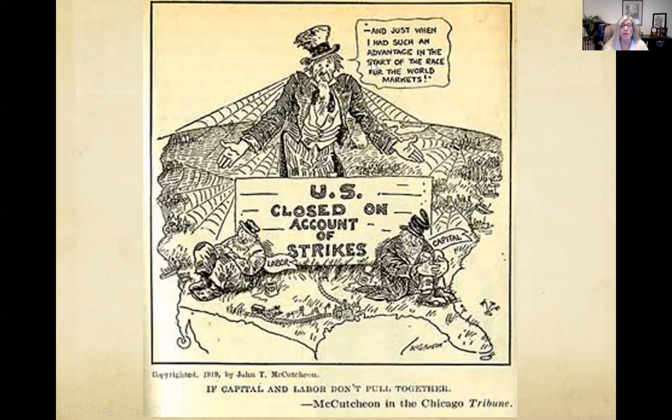So it's saying that the United States is closed on account of the strikes. And just when I had such an advantage in the start of the race for the world markets, because again, coming out of World War I, which country is the most intact? Which country's economy is the strongest after World War I? That's the United States. So you would think that this would be the time that the United States could seize upon that advantage in the global markets, but instead production is crippled because of all of those strikes.